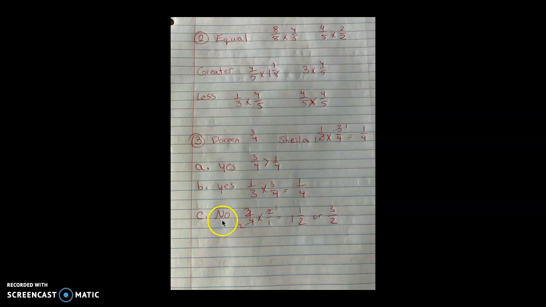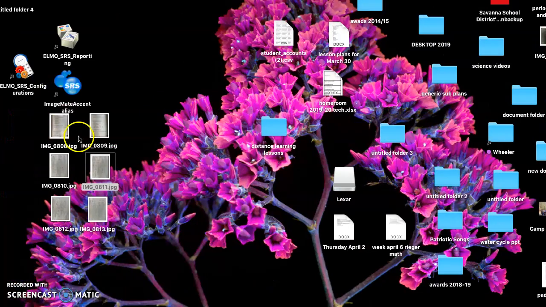And C is a no, because twice as far as Doreen would have been 3/4 times 2, which would have been 3 over 2 or 1 1/2. So that is not equivalent to 2 times as much. Let's look at question number 4.